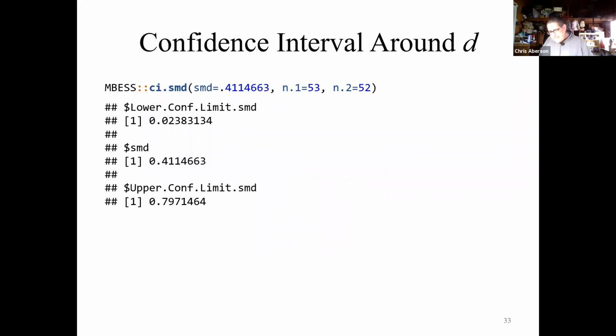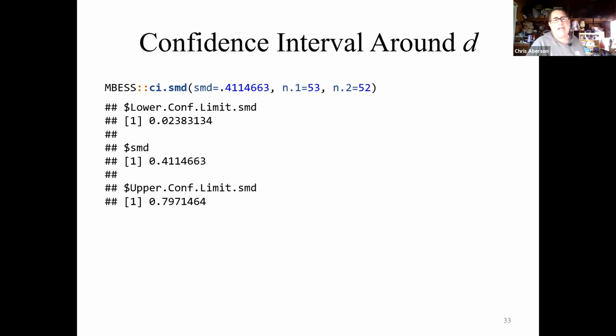One thing that I thought was gaining traction a while back was getting confidence intervals around effect sizes. I still think that this is valuable because we get some sense of how big or how small an effect could possibly be in the population. Here we just use a package called MBESS, which doesn't actually stand for anything. The command is ci.smd. SMD stands for the standardized mean difference, so that's your d value.